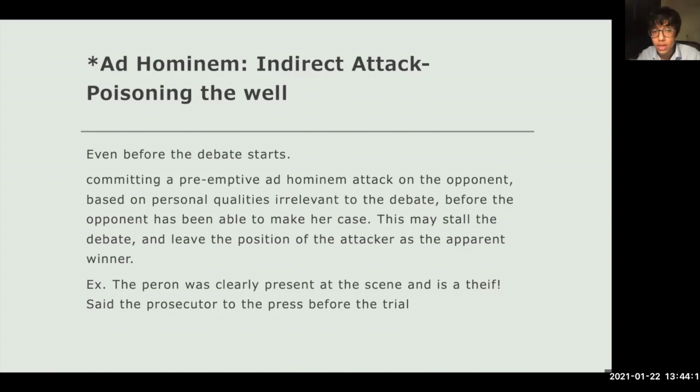So an example of this is someone stating, "The person was clearly present at the crime scene and is a thief," said the prosecutor to the journalists and the press before the trial even started. Now, this is actually really dirty, because now the person can't defend him or herself because they're not present there. So this is a fallacy again.